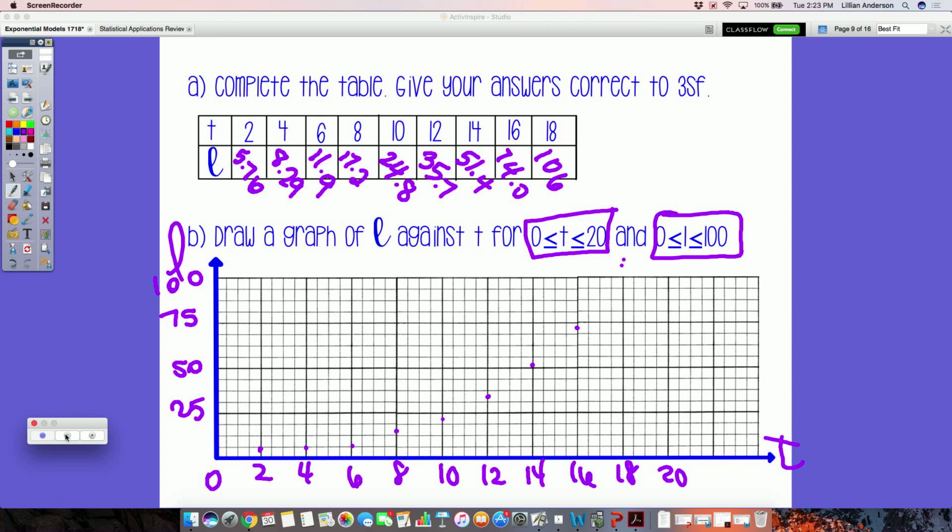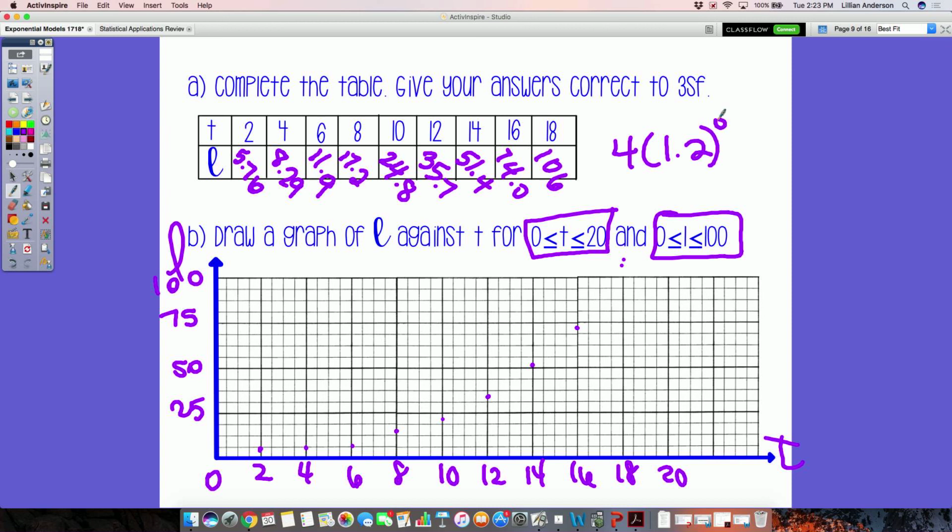Well, it wasn't 1. If I plug in 0 into that equation of 4 times 1.2 to the 0 power, it's going to be what? It's going to be 4. Because think about it, anything to the 0 power is 1. So that 1.2 to the 0 power is 1. So that's 4 times 1, which is 4.